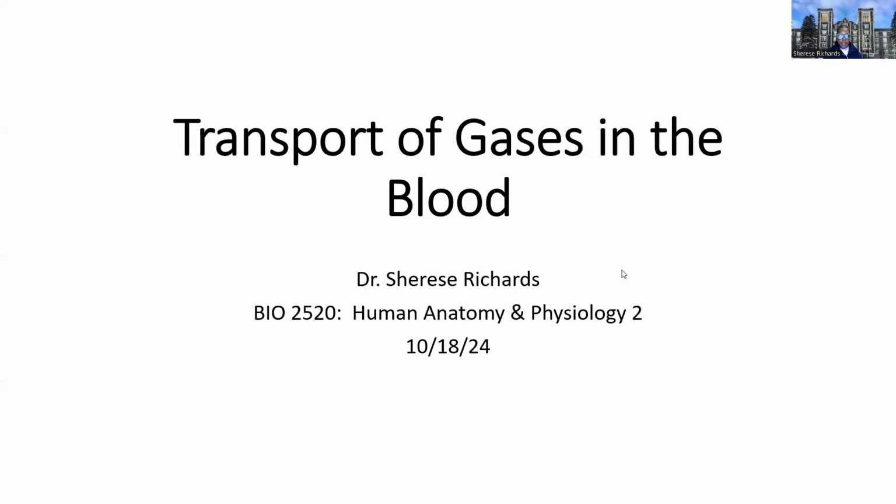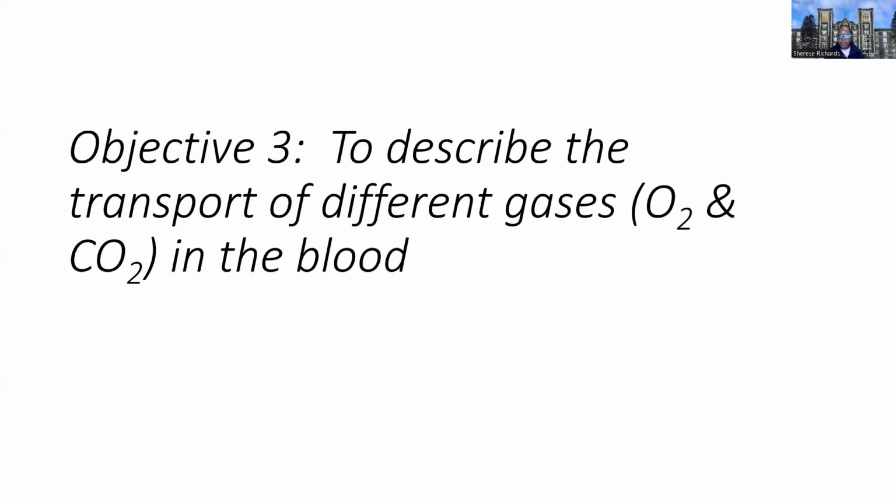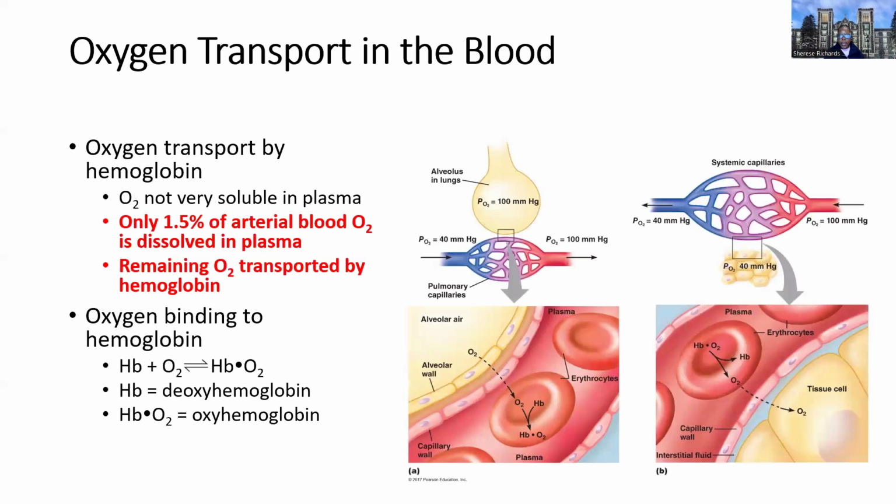So let's begin looking at the transport of the gases, carbon dioxide and CO2, in the blood. Our third objective is to describe the transport of different gases, mainly O2 and CO2, in the blood. And here we want to think about the structure of hemoglobin. Oxygen is transported by hemoglobin in the blood.